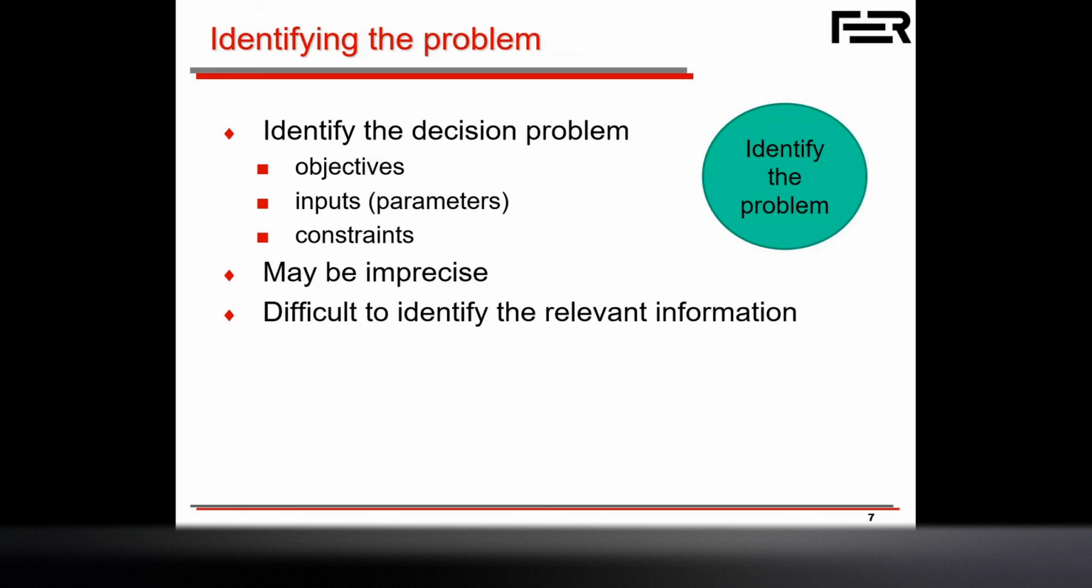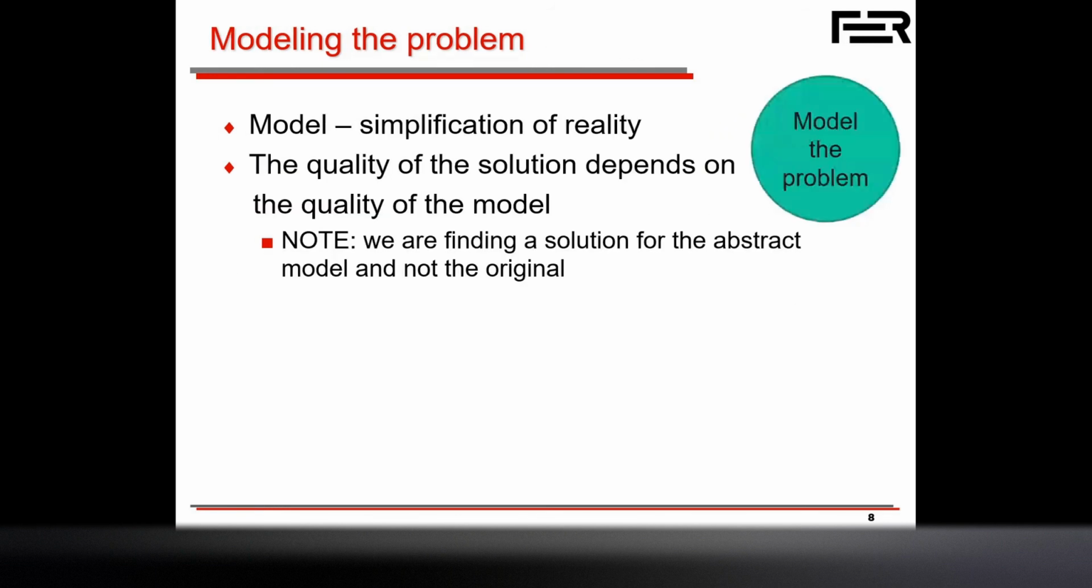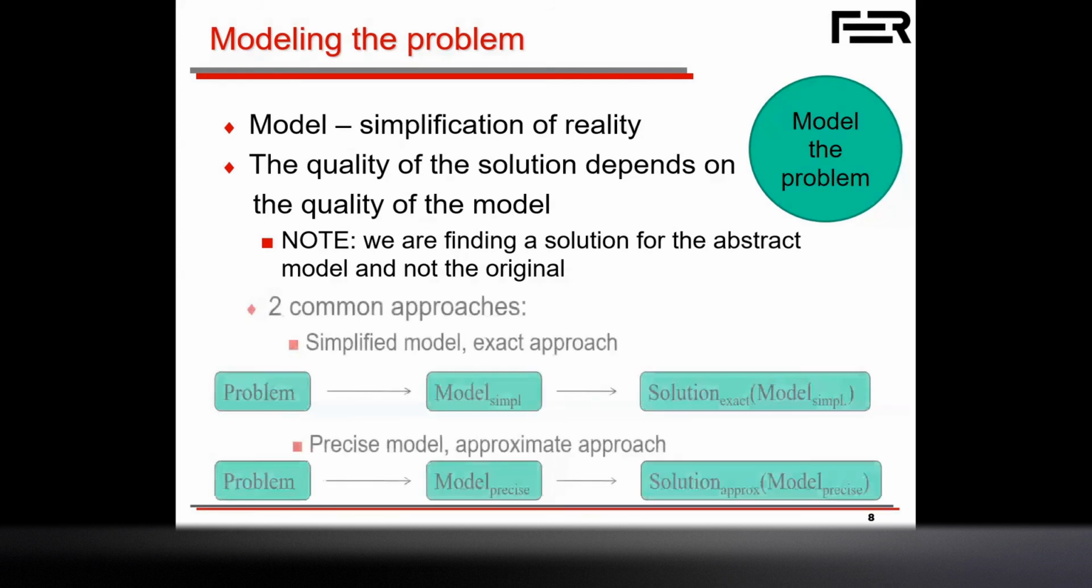When we talk about identifying the problem, like I said, I'll skip over these slides because we already mentioned this. We have to identify the objectives and the constraints. When we model the problem, what we need to keep in mind is that if we find an optimal solution to the model, this is usually a solution for the abstract model and not for the original. So depending on how good our model is, that's how good the solution we find actually is.